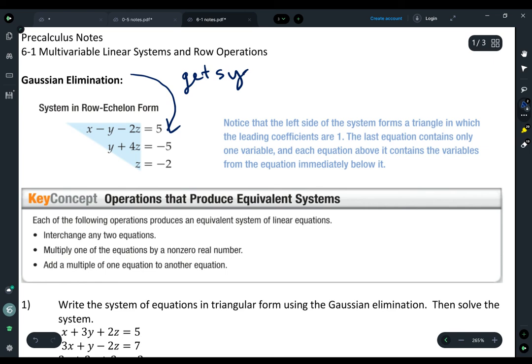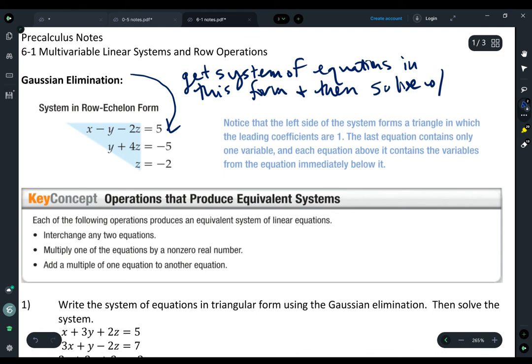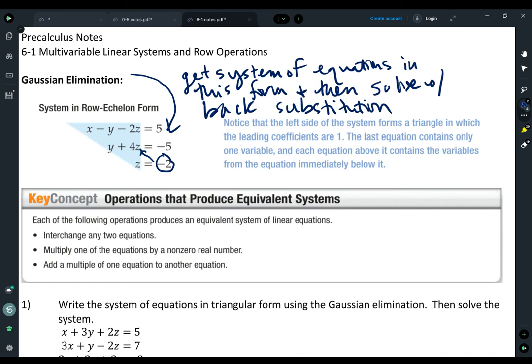So we get a system of equations in this form, and then solve with back substitution. Back substitution is what we have done all along. You actually know what that is. Once I have z, I put z into the previous equation and solve for y, and then once I have y, we put them both into the first equation, and we find x.